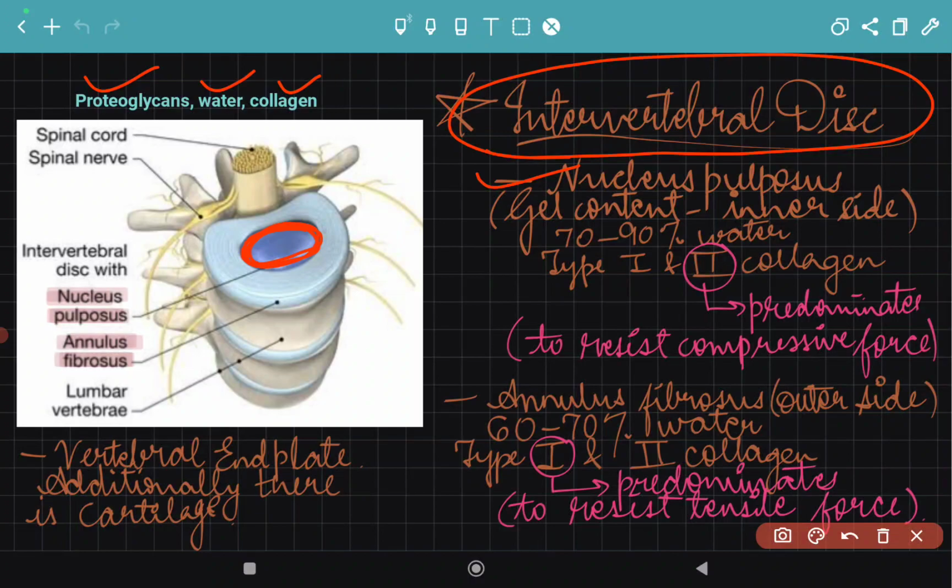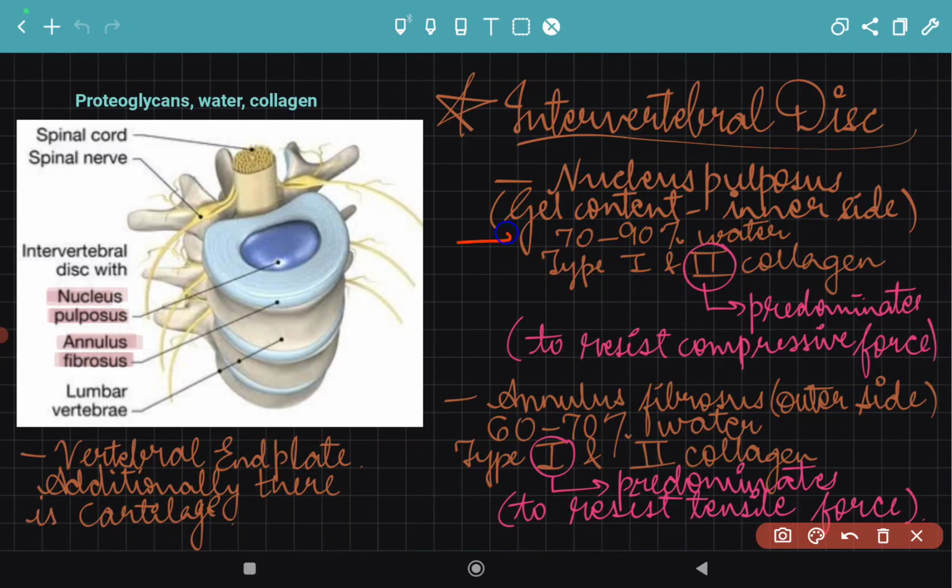content, and it is typically made up of 70 to 90% water and two types of collagen, type 1 and type 2, where type 2 will be present in the larger amount. Type 2 collagen will predominate because the nucleus pulposus, the central part of the disc, has to resist compressive force. So there is more water content, 70 to 90% water, and more type 2 collagen along with type 1, to resist the compressive forces exerted on our spine or vertebra.